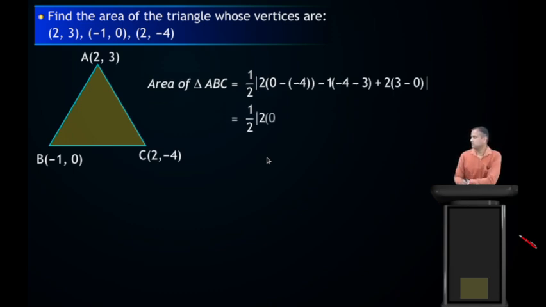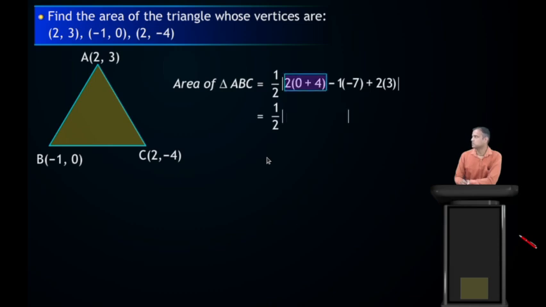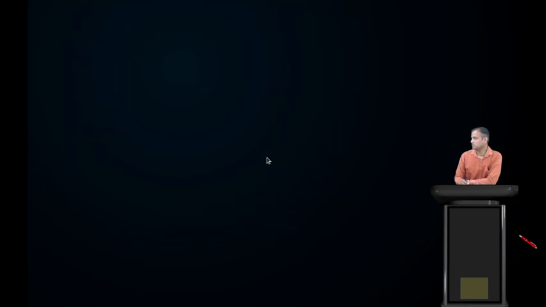Now you can find the area of the triangle. It is minus 1, then it is minus 7 plus 2 into 3. And again after solving, 2 4s are 8, plus 7 and plus 6. So after adding all these, you will get 21 by 2. So this is the area.